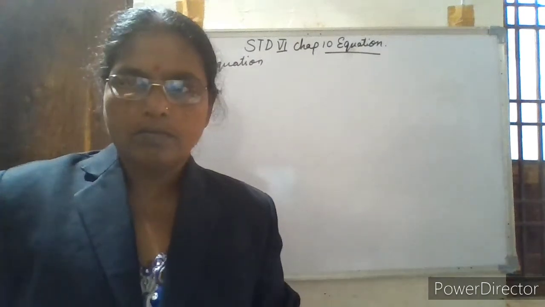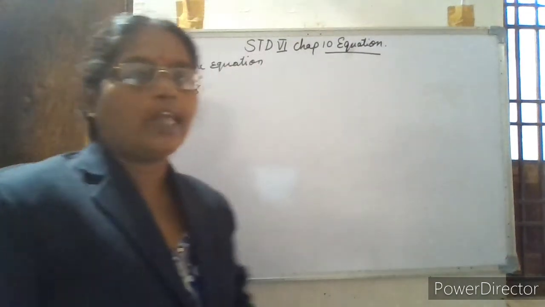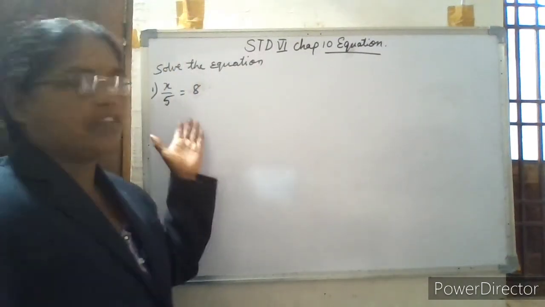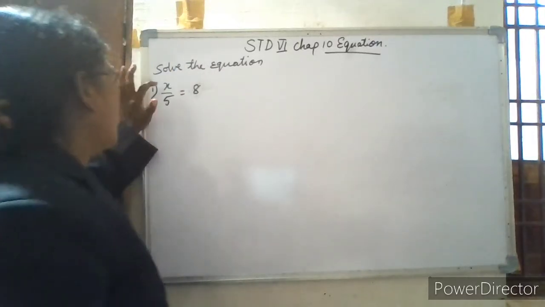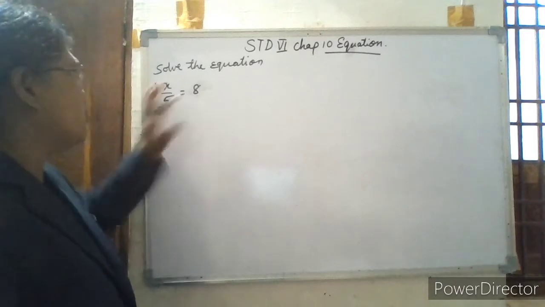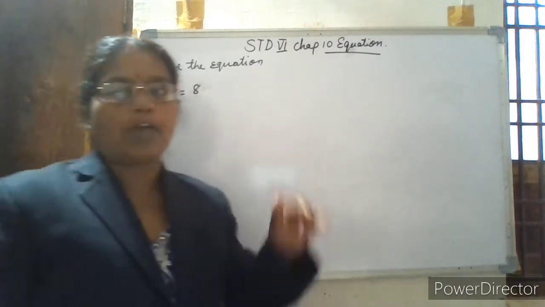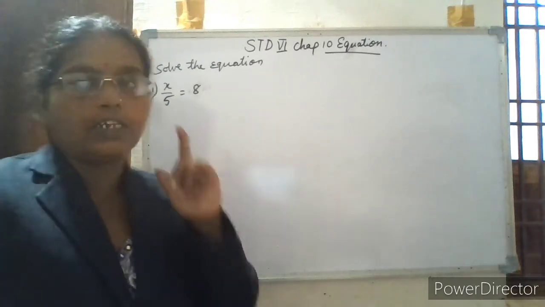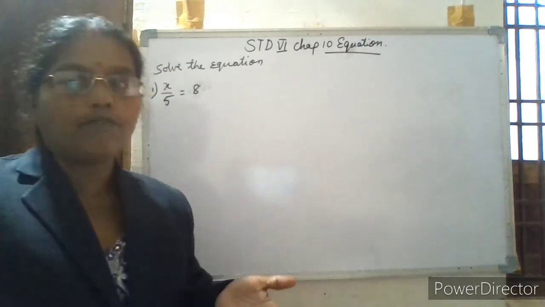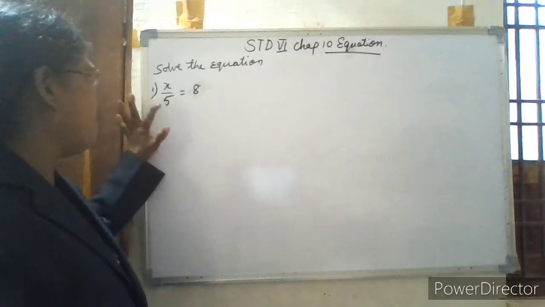Now we are going to learn one more type of equation. This is the last type of equation which you are going to learn in this chapter. Now, x by 5 equal to 8 is given here. x by 5 means x divided by 5. So, the opposite of division is multiplication. Therefore, we will multiply both the sides by this number 5.